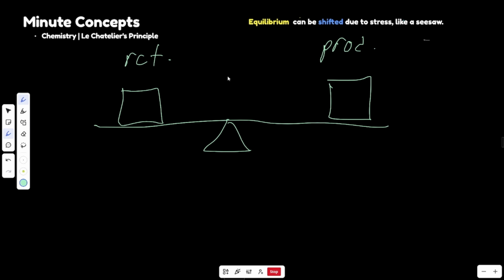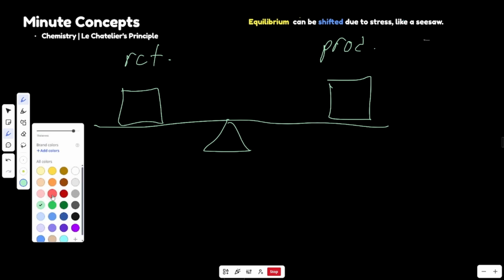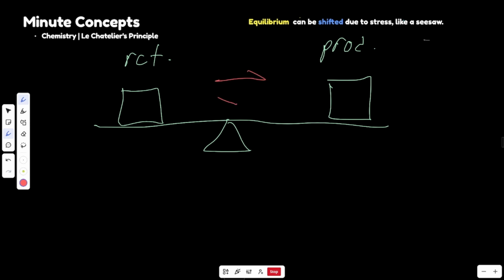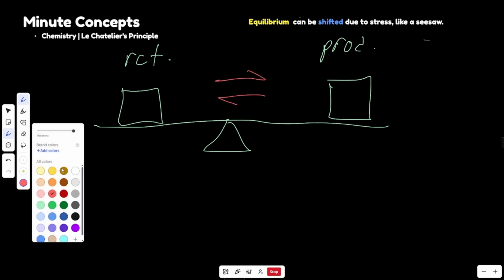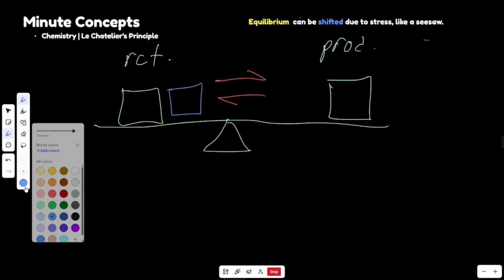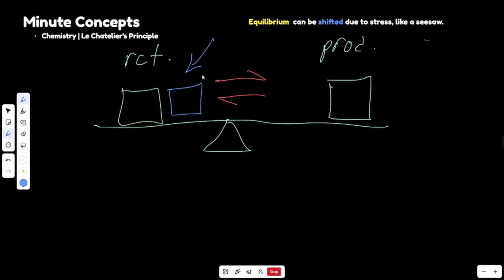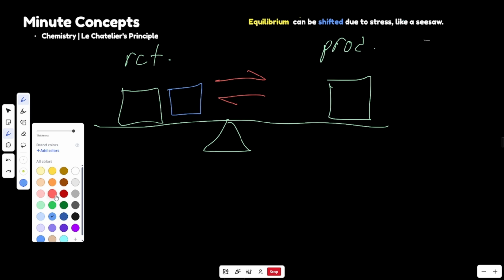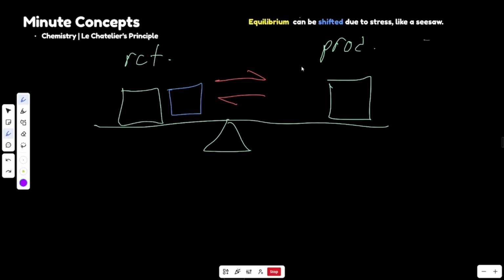So remember that equilibrium is a reversible reaction. So we'll just put that there. Let's say that we add more of the reactants. So we add this blue box, right? So naturally, the seesaw would shift this way, and it's gonna get heavier on that side now. How do we restore equilibrium? We restore equilibrium by adding another box on the product, right?